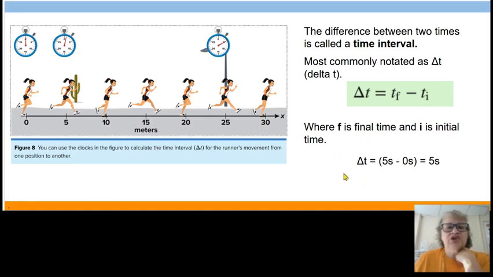So in our picture, if we go from the first runner to the second runner, and we look, from 0 to 1 would be the time interval, right? But if we go from the beginning to the end, in this case, it's the final time minus the beginning time. So 5 seconds minus 0 seconds is 5 seconds.